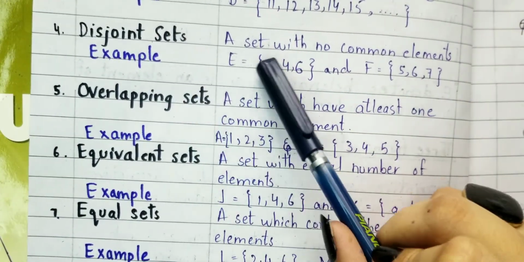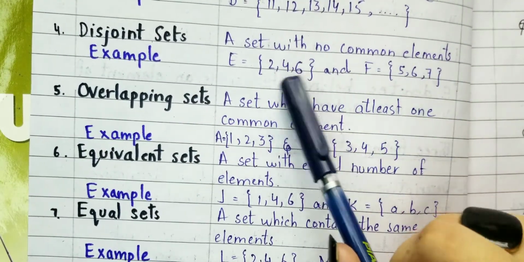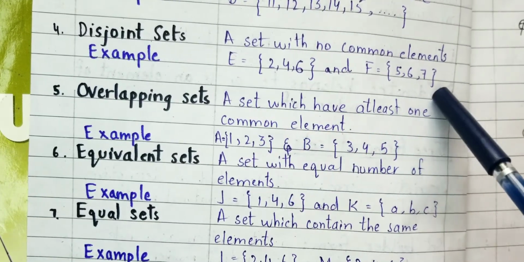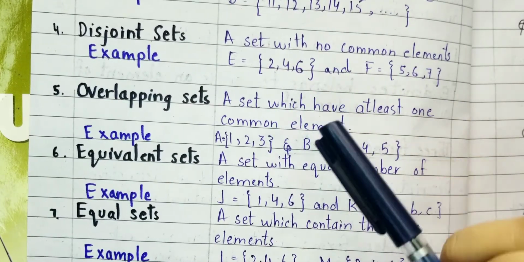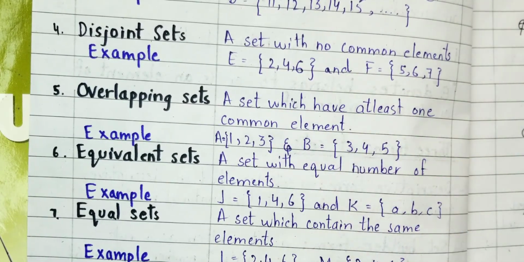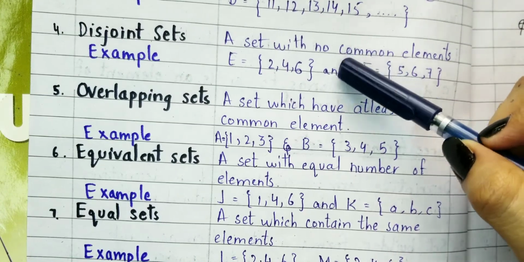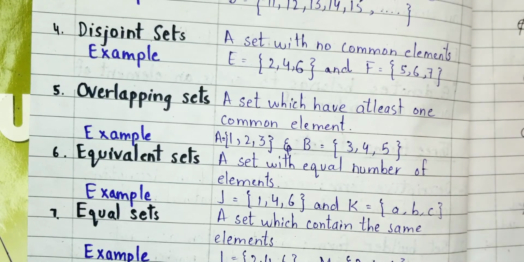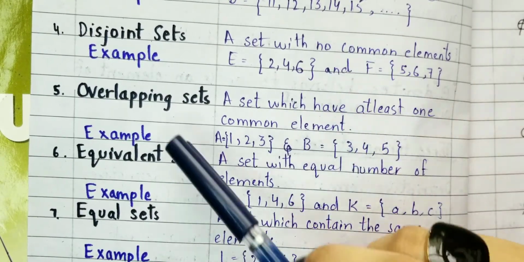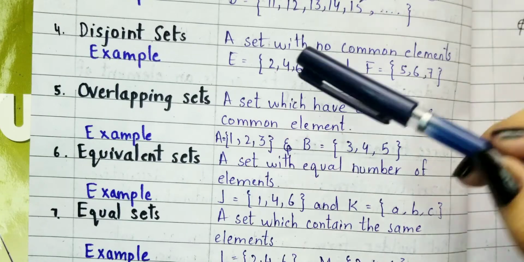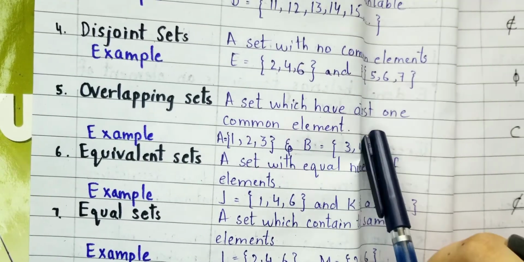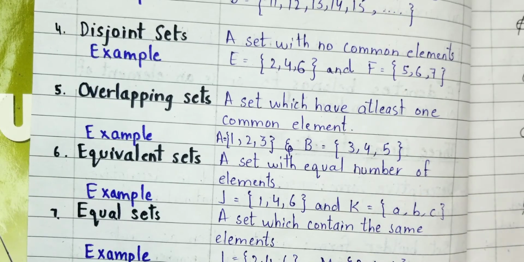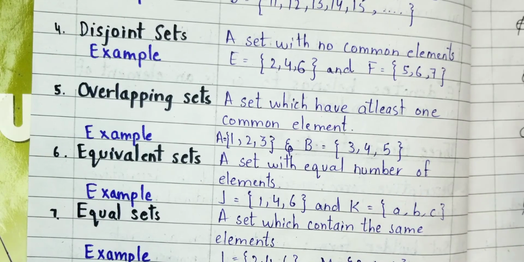Disjoint set, a set with no common elements. I have written 2 sets here, E is equal to {2, 4, 6} and F is equal to {5, 6, 7}. Hmm, these 2 sets do not have any common element in them, so this is a disjoint set. A set which does not have any common elements will be declared as disjoint sets.